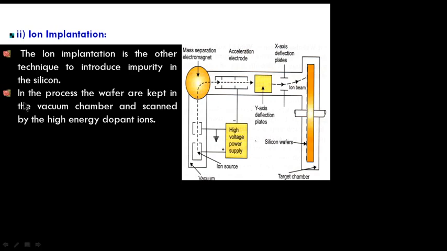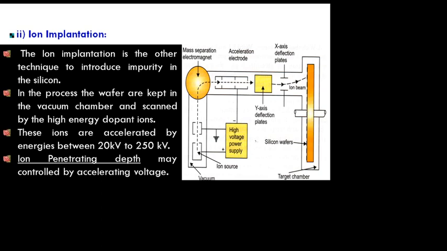Anyway, the wafers are kept in a vacuum chamber and scanned by the high energy dopant ion. These ions are accelerated by energies of around 20 kV to 250 kV, and because of this very high energy and high requirement, a local IC maker could not use ion implantation because it becomes very costly.